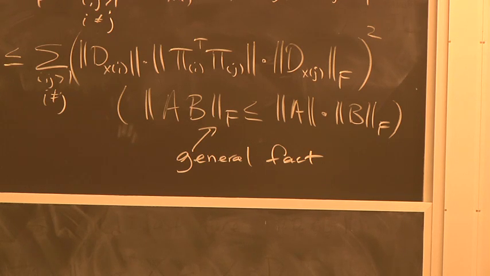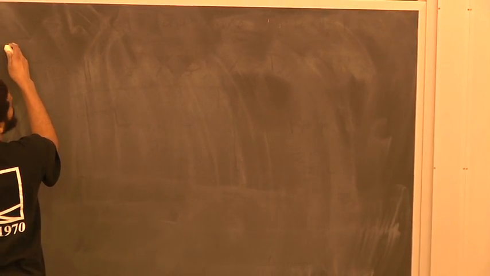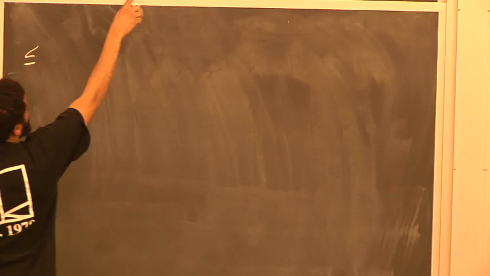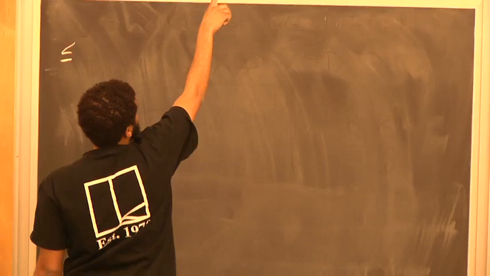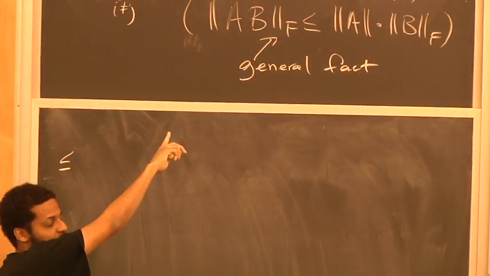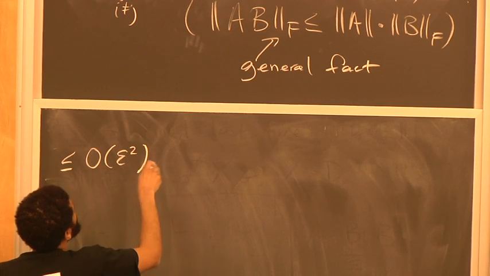And I think maybe you know where this is going. We're basically going to do the same kind of trick as last time. So that's now at most... remember, pi i transpose pi j has operator norm O of epsilon, and it's getting squared. So there's an O of epsilon squared.